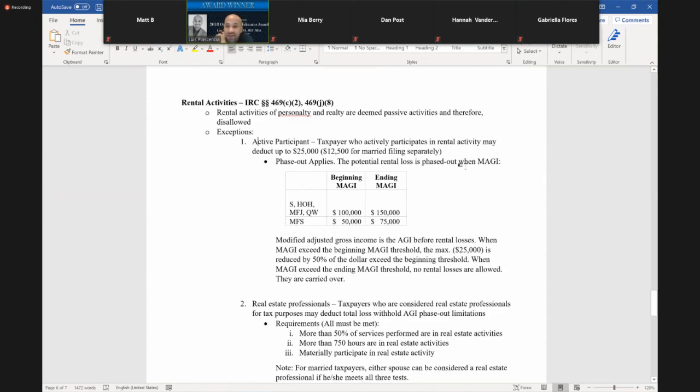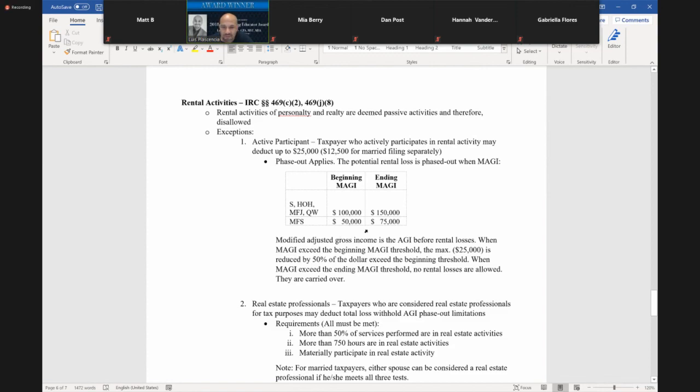But it starts to phase out. If your income is more than $100,000, it starts to phase out by 50 cents on the dollar over that amount. It completely phases out at $150,000. So if you're at the middle, it's $12,500. Again, modified adjusted gross income is everything except rental losses, before the floor.